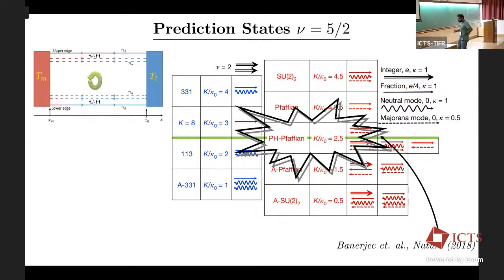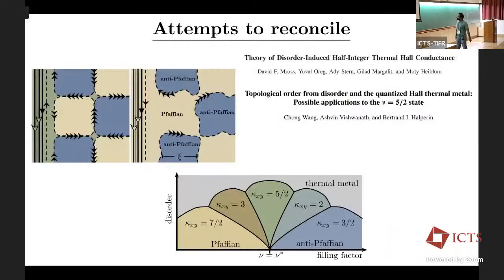And there was absolutely no idea why this is the state. Okay? There was absolutely no theoretical understanding still today why this is the answer. And people have tried to answer it.